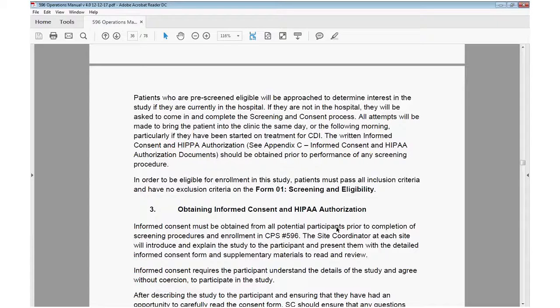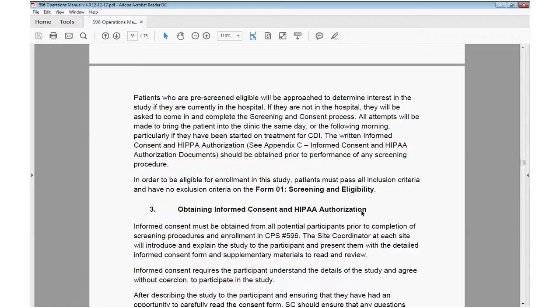Patients who are pre-screened eligible will be approached and asked about their interest in the study if they're currently in the hospital. If they're not in the hospital, they'll be asked to come in and complete the screening consent process. All attempts will be made to bring the patient to the clinic on the same day or the following morning, particularly if they've been started on treatment for CDI.